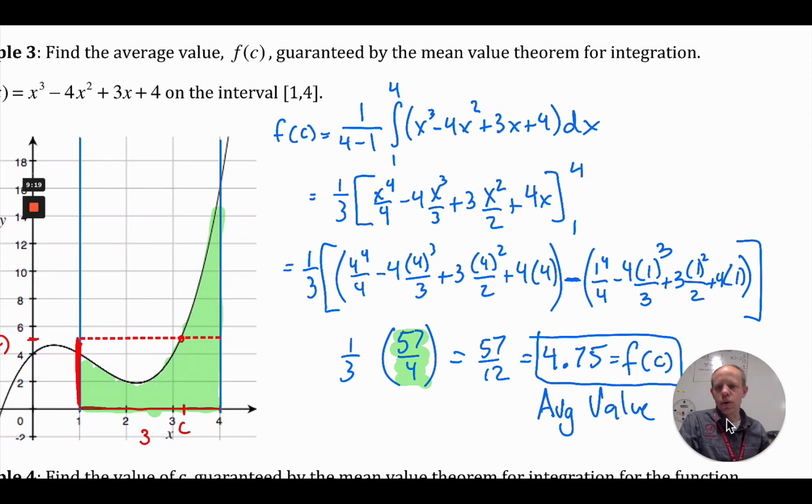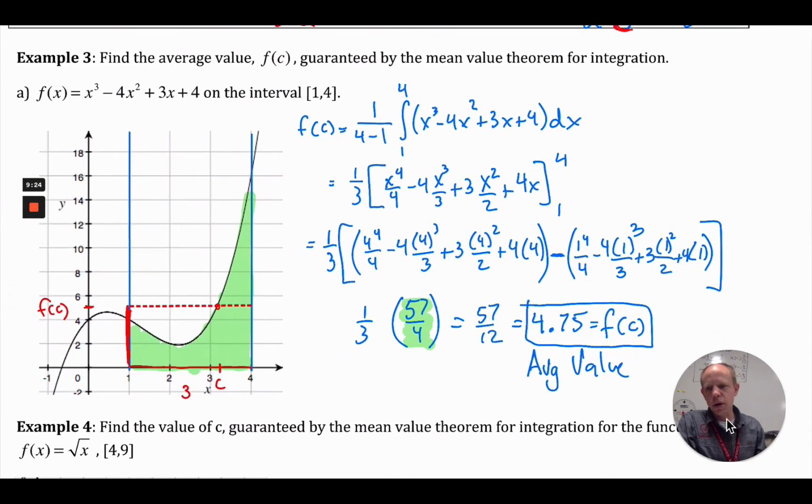Okay, so how well did we do? Well, if we look over here, look where our f of c is. We estimated pretty close to 4.75. Maybe we're a little bit high, but again, we were pretty close on that. So this should actually be a little bit lower at 4.75 right there. All right, so that's how to find the average value of a function. Take the definite integral and then divide by the width of the interval.